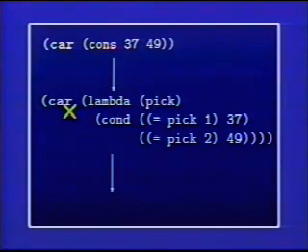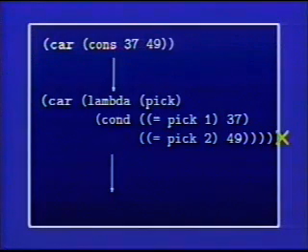It's car of, and the body of cons was this thing that started with lambda, and says, if pick is equal to 1, where pick is this other argument, it's 37, that's where A was, and if pick is equal to 2, it's 49. Right, so that's the first step, and I'm just going through mechanical substitution. And remember, at this point in the course, if you're confused about what things mean, go mechanically through the substitution model. Well, what does this reduce to?